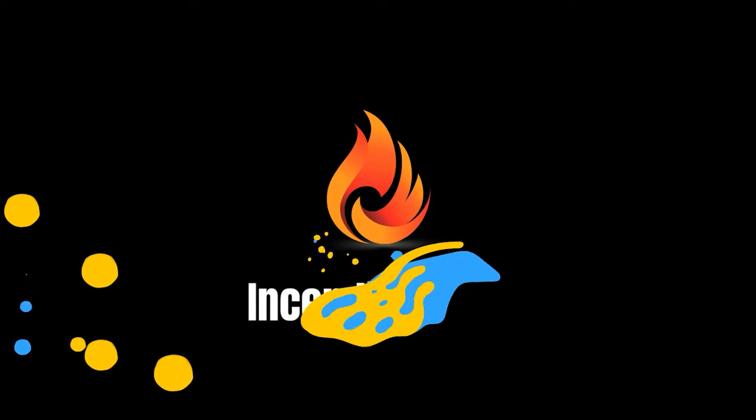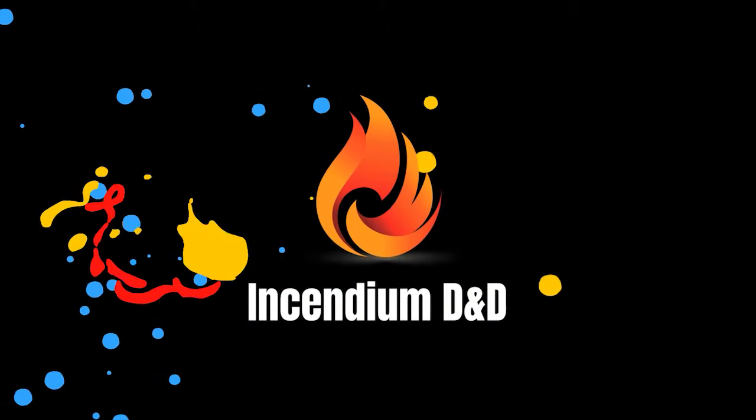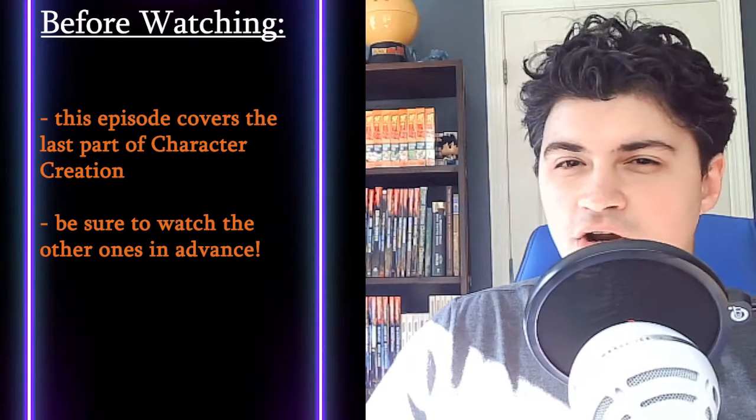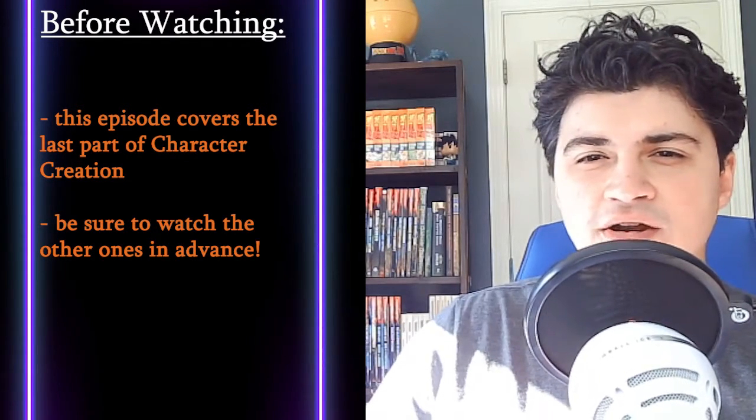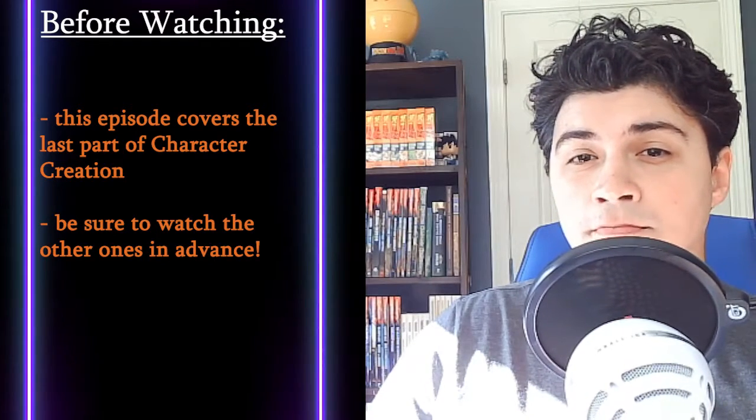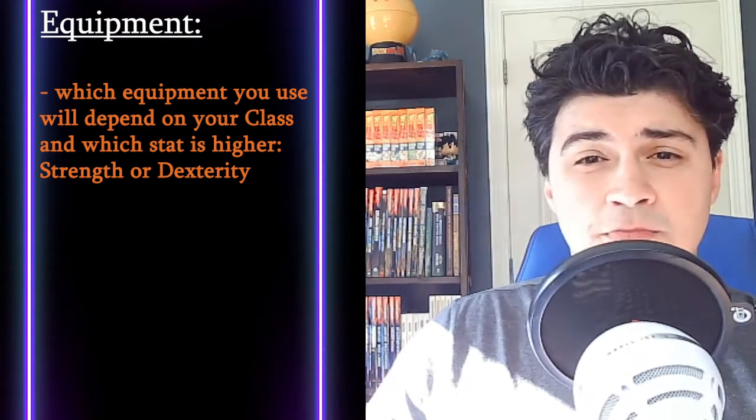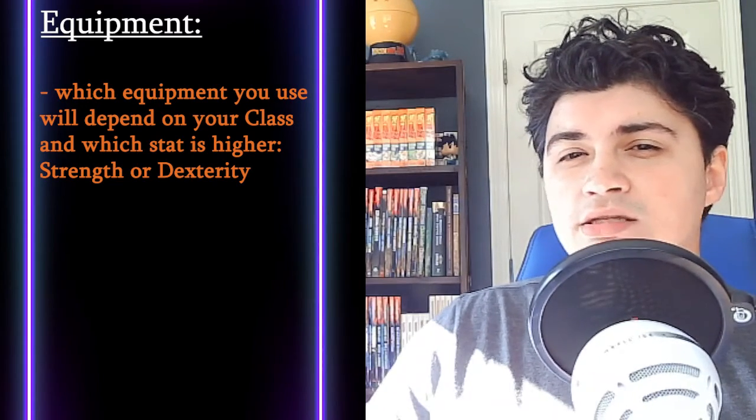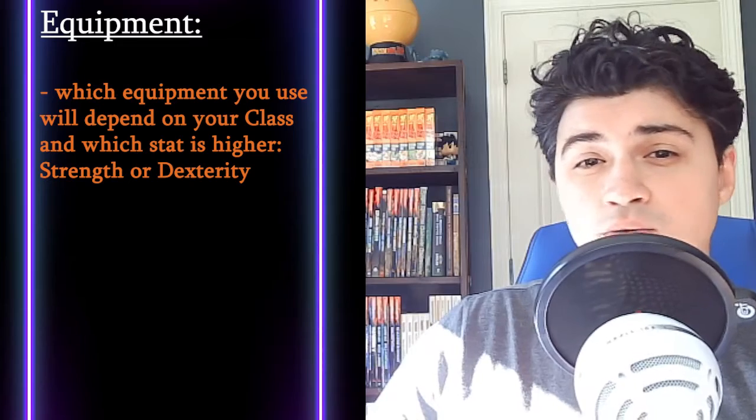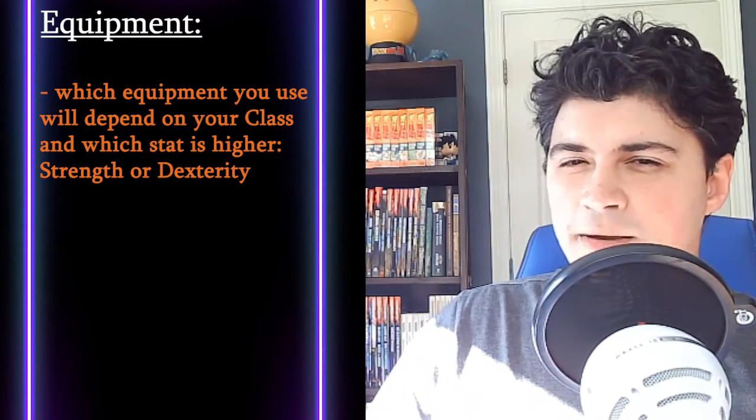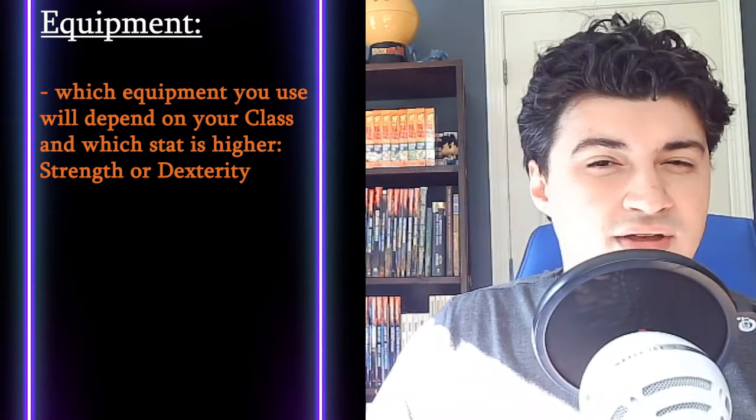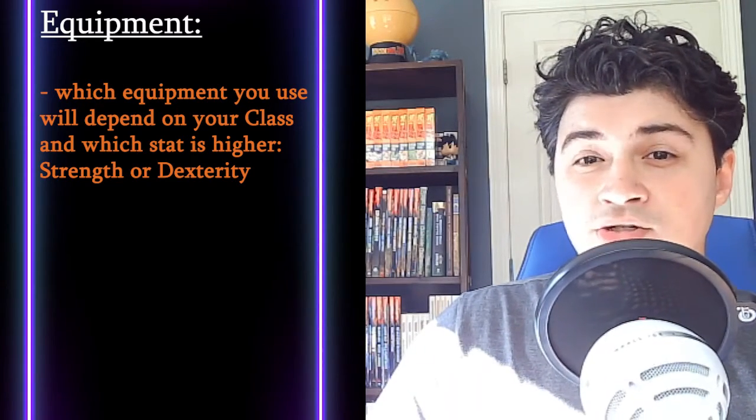Today, we're finishing creating our character by choosing our equipment and doing some final calculations on our character sheet. First, make sure you've watched our last episode and you've figured out your character's ability scores and ability score modifiers. Different equipment works better with different ability scores, and it'll be good to know if your character is more strength-based or dexterity-based. And like generating ability scores, different DMs do have individual preferences on figuring out your character's starting equipment.